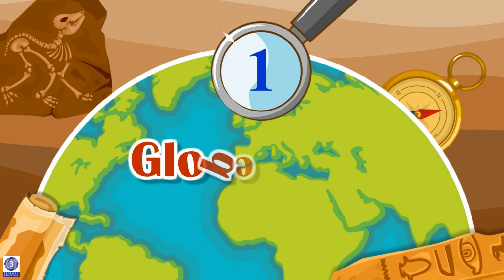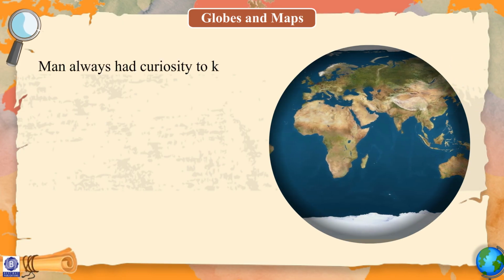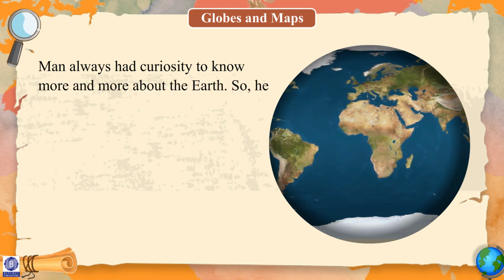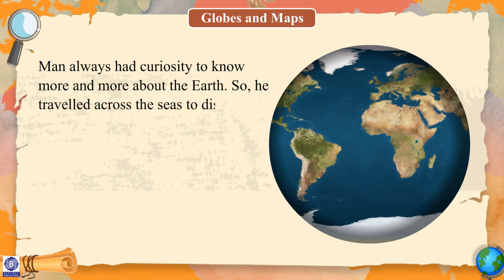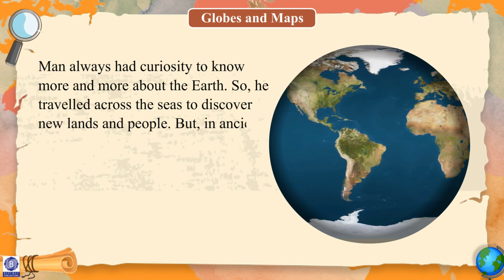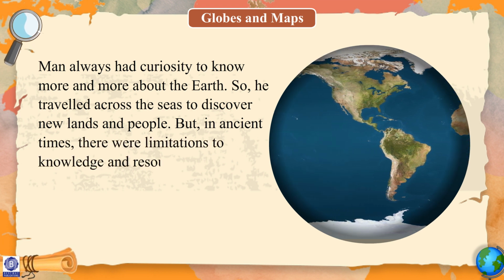Chapter 1: Globe and Maps. Man always had curiosity to know more and more about the earth. So, he traveled across the seas to discover new lands and people. But in ancient times, there were limitations to knowledge and resources.